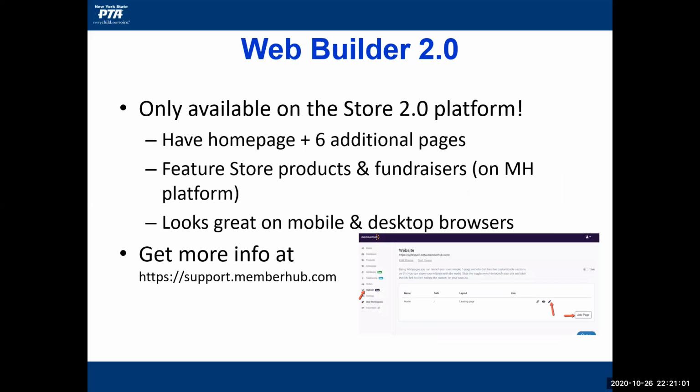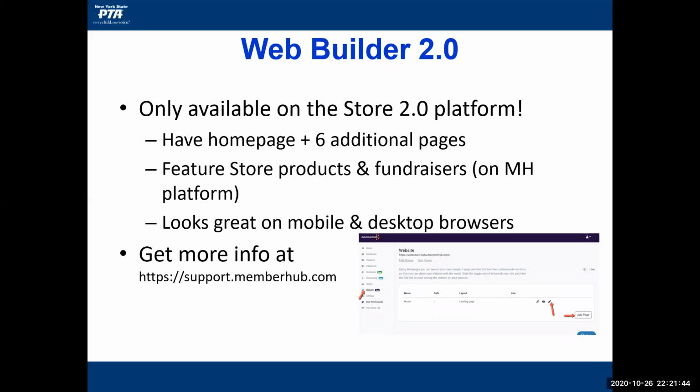So Web Builder 2.0 is only available on the Store 2.0 platform, and it gives this brand new functionality that just became available to New York State units over the past couple of weeks. It allows units to have a public URL page, a public website that anybody can view. MemberHub is a closed system, so people have to be added to the system in order to be able to view it. But a website could be viewable by anybody on the internet. And you can feature store products and fundraisers. It looks great on mobile and desktop browsers. And you can get more information on this functionality at support.memberhub.com.